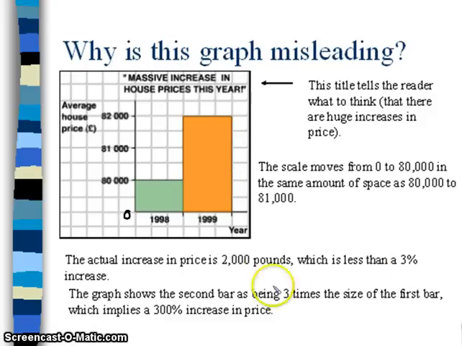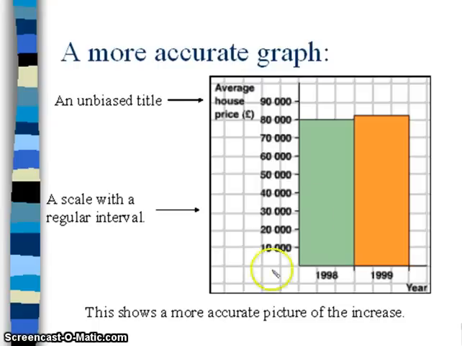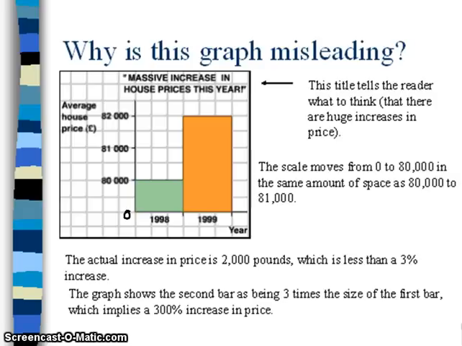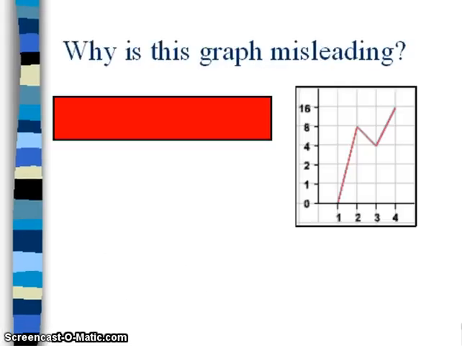Okay? This is what the real graph looks like. Look at that. I mean, that's tiny, the difference. Average house price, it's not trying to make us think anything. So it shows a more accurate picture. Okay, so good, bad.